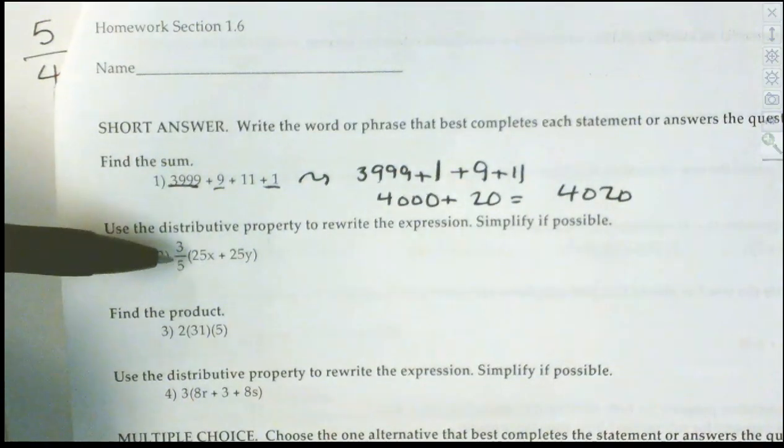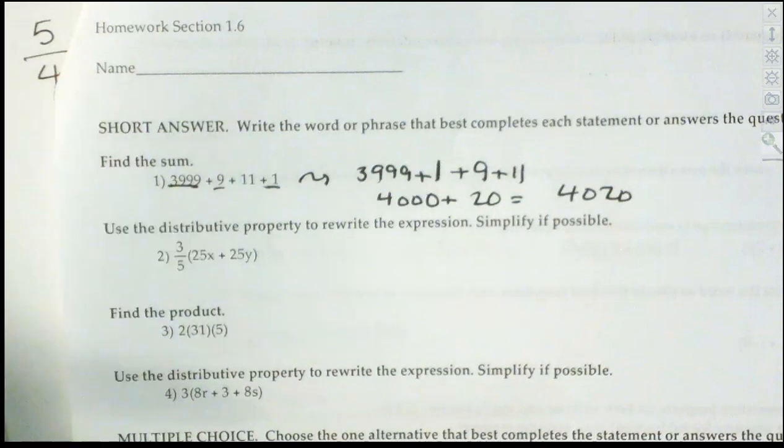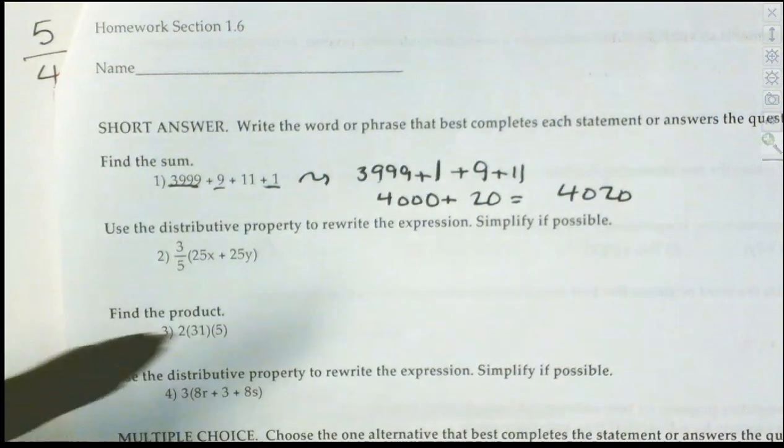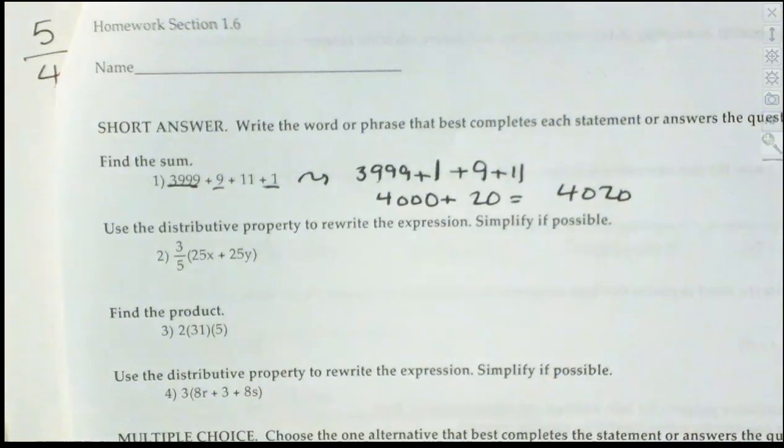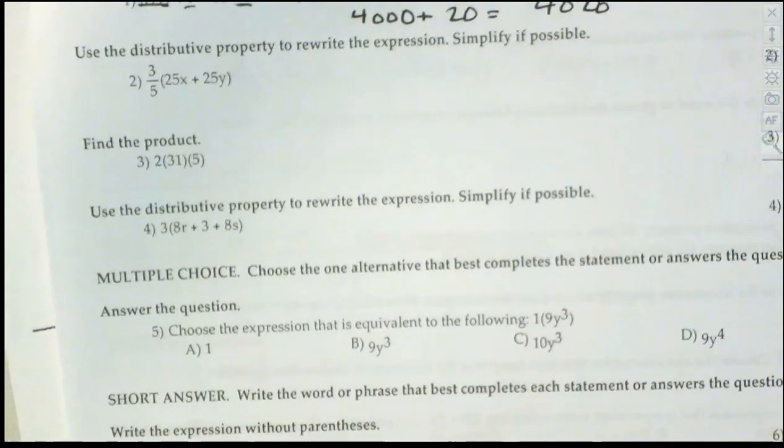Then question number 2, we've done one like that in your homework. We distribute that through. Okay, we did one already like that. 3 is just multiply all those together. Find that product. 4, use your distributive property. So distribute that 3 through. Question 5.